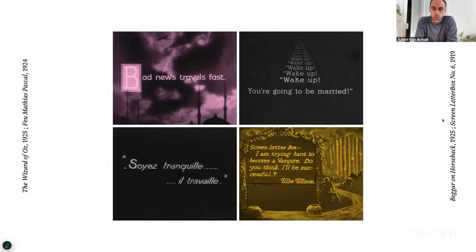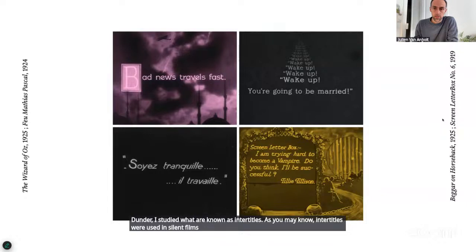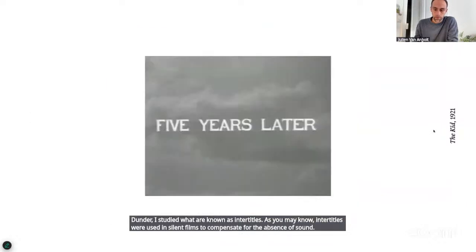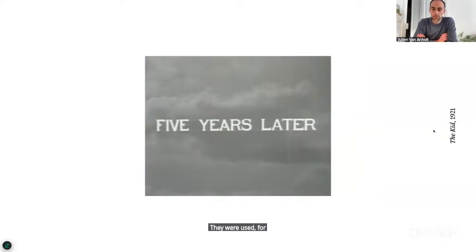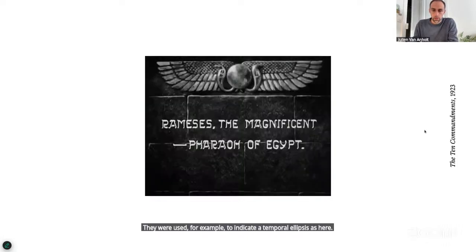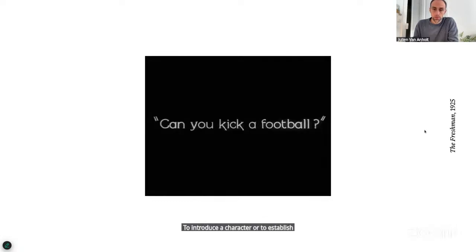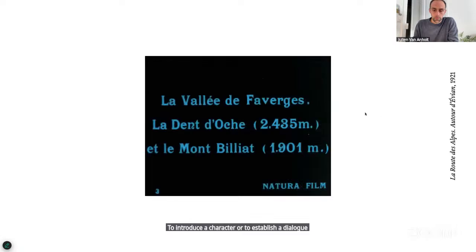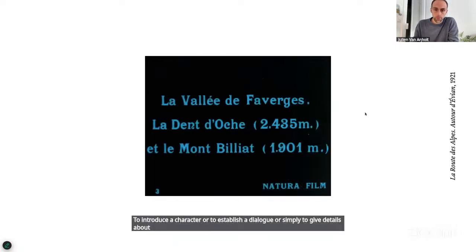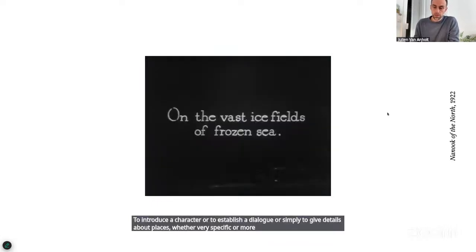Down there, I studied what are known as intertitles. As you may know, intertitles were used in silent films to compensate for the absence of sound. They were used, for example, to indicate a temporal ellipsis, as here, to introduce a character, or to establish a dialogue, or simply to give details about places, whether very specific or more vague but evocative, as in this example from the movie Nanook of the North.